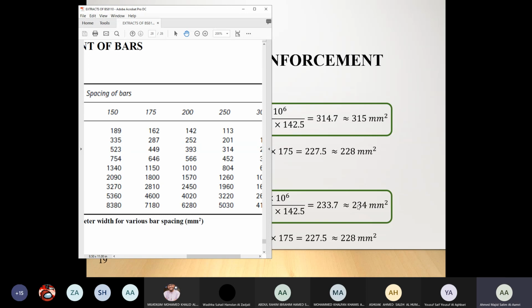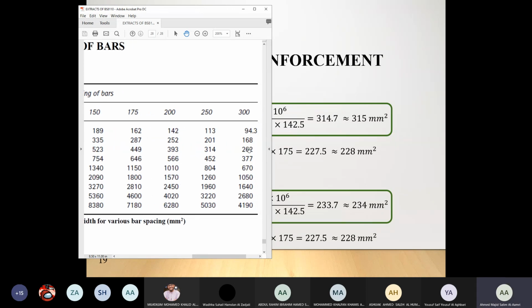Now, what about 234? For 234, I can take 262. So once again, for 315, you start always from the lesser value. 262 is not sufficient, 314 is not sufficient, so we are going to take 393. And then we have 234: 262 itself is sufficient. So here we are going to provide a diameter of 10 mm with a spacing of 200. You can see that the spacing between one bar to another bar is 200. For the second scenario, we have 10 diameter with a spacing of 300.